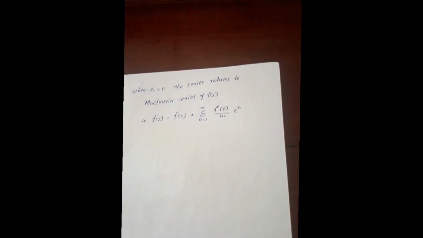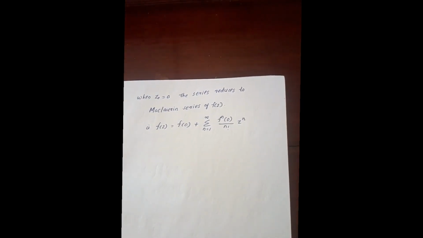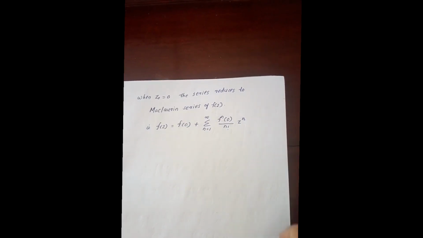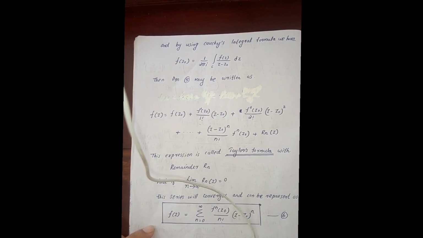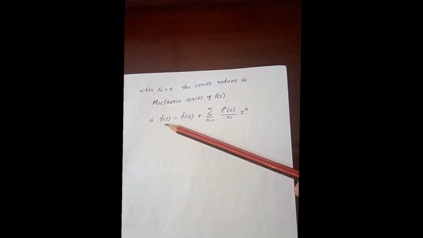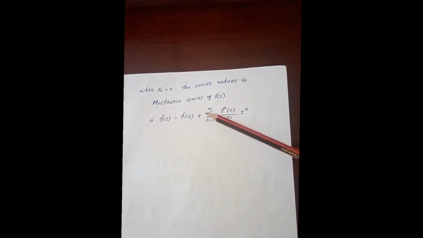But there is a particular case in the Taylor series, that is when z0 equal to 0. The equation will be reduced to Maclaurin series of f(z). When z0 equal to 0 in this equation, the equation will be reduced to Maclaurin series, that is f(z) is equal to f(0) plus summation n equal to 1 to infinity f^(n)(0) by n factorial into z raised to n.